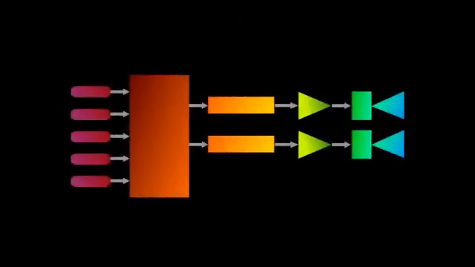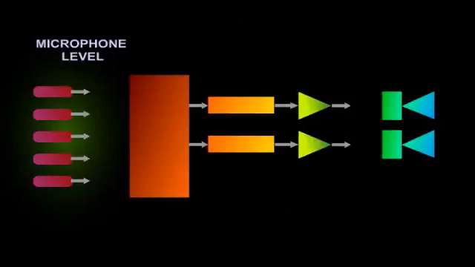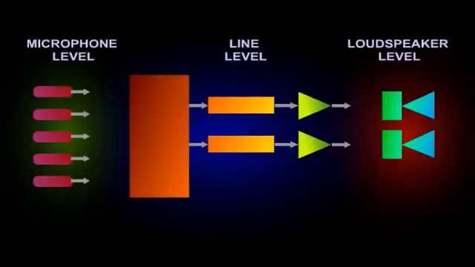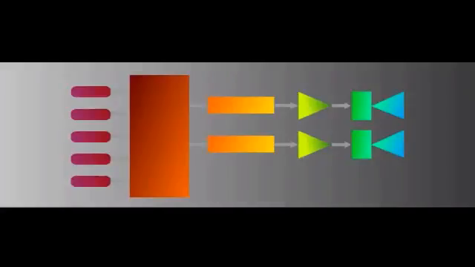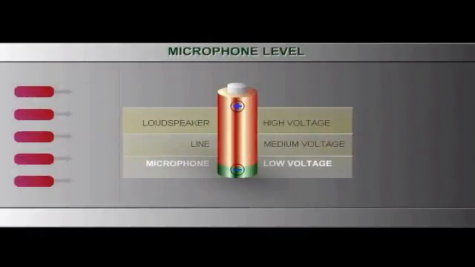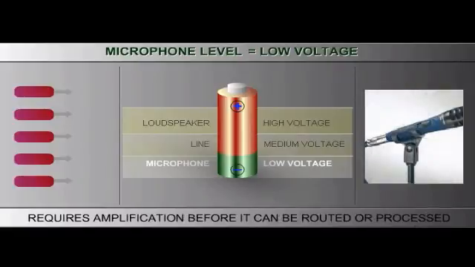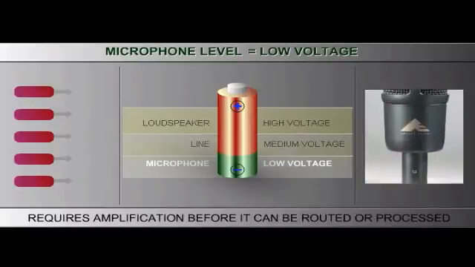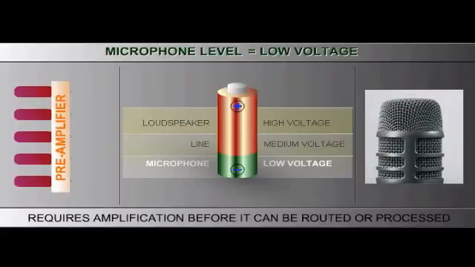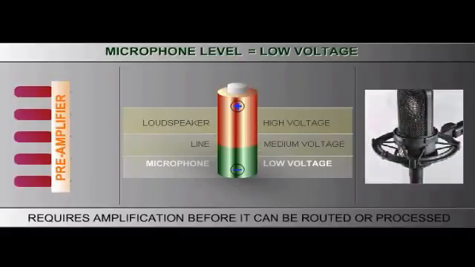Within the signal path, different voltage levels are present. The three most common voltage levels are microphone, line, and loudspeaker. Microphone, or mic level, is a very low voltage which requires amplification before it can be routed or processed. Thus, a microphone preamplifier must be used to elevate a mic level signal to a line level signal.